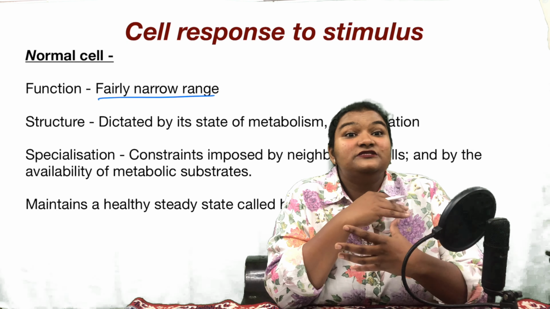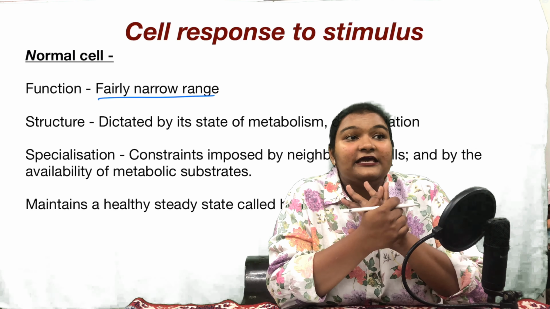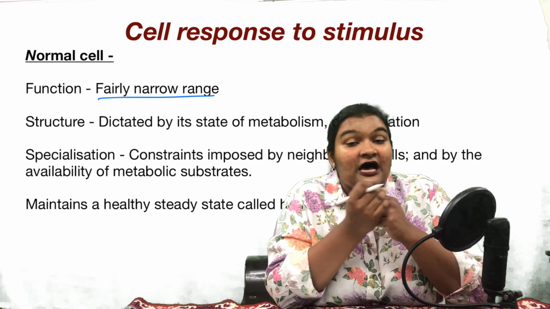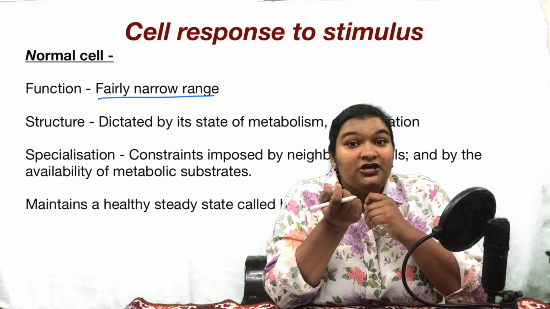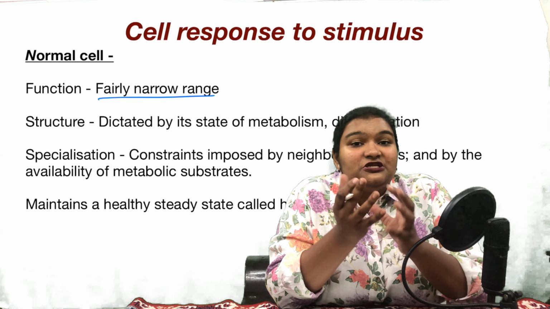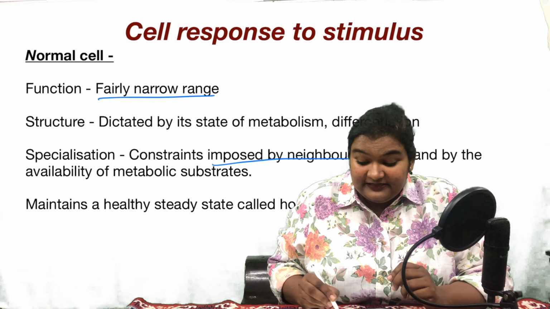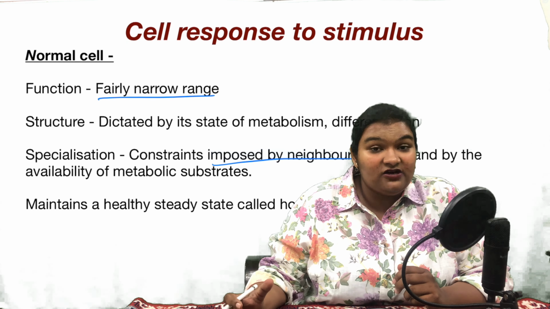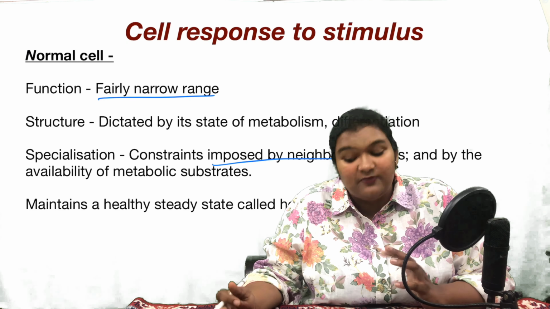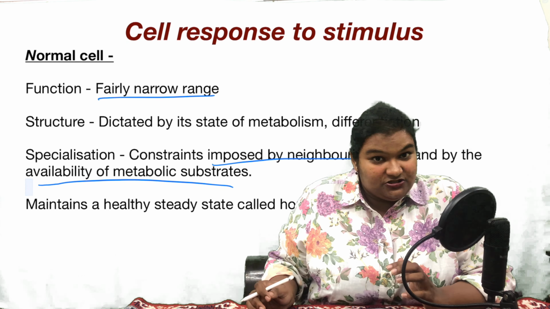Now let us move towards the specialization or special characteristics of cells. Like in the heart there is cardiac muscle, but some groups of cardiac muscle are self-excitatory, right? The sinoatrial node, yes. So those are the specialized actions. The specialized action is imposed by the neighboring cells. What is the requirement of that organ? What is the requirement of the neighboring cells? On the basis of that they do their specialized action, and by the availability of the metabolic substrate, right?